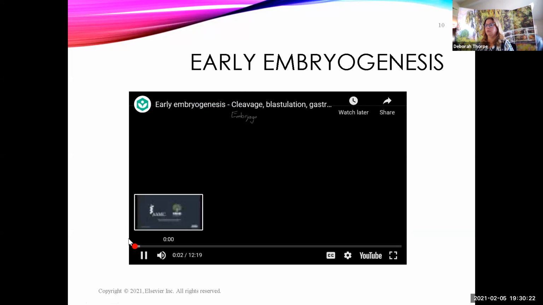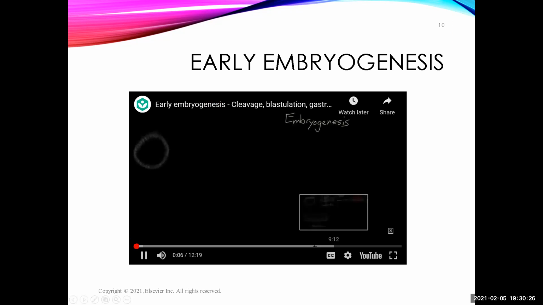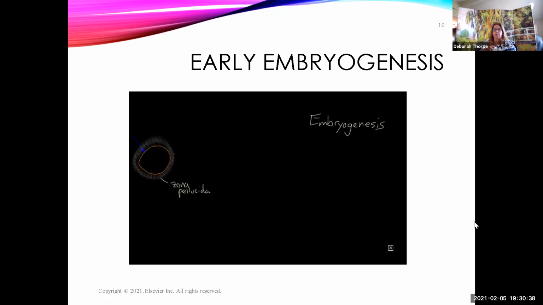We're going to talk about early embryogenesis. Say you're an egg cell, and you have this nice outer glycoprotein coat called the zona pellucida, and you've got your plasma membrane just inside of that. And a sperm has made its way through the zona pellucida and managed to get in through your plasma membrane and merged its genetic material with yours.